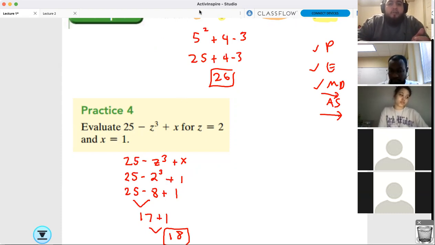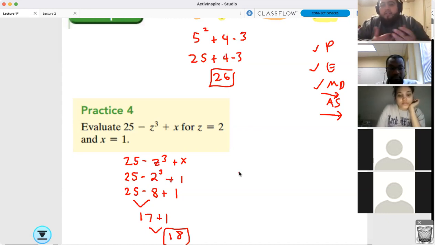Does anyone want to share what their mistake was, how they got 16 or 45 or 20? Anyone want to share their math? That way other students can avoid those mistakes on the assignments. All right, no worries if you don't want to, but just know people can learn from each other's mistakes, okay?